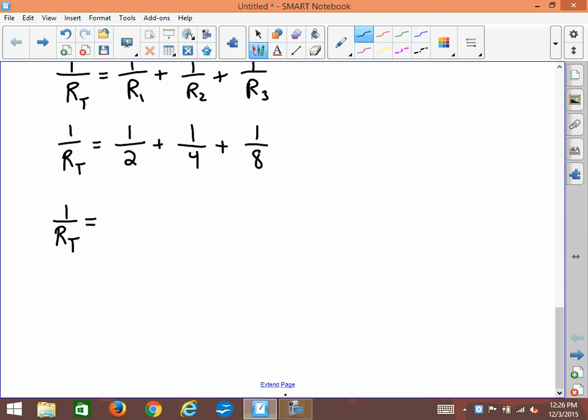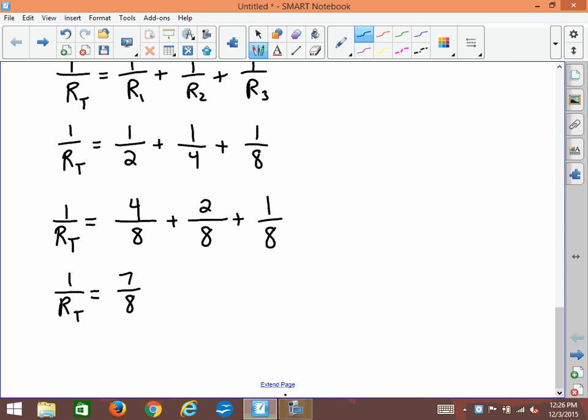I can turn the first fraction into a number with 8 on the bottom if I multiply it by 4. So if I multiply 4 by 2 to make an 8, I have to multiply the top by 4 as well. The second one I have to multiply by 2 to make an 8, and I multiply the top by 2, and the last one I don't have to multiply anything, it's already an 8. So there's my common denominator, and that means that 1 over RT is equal to 4 plus 2, which is 6, plus 1 is 7 over 8.